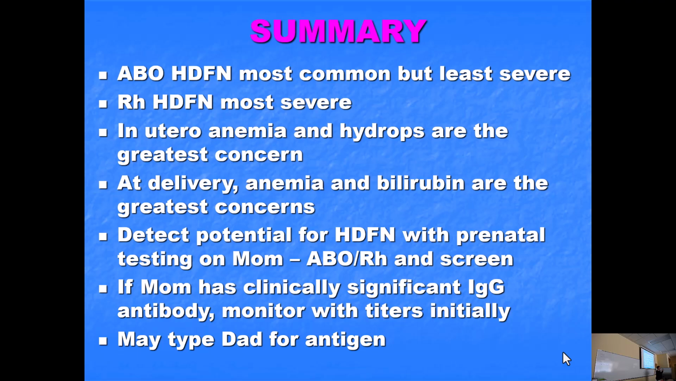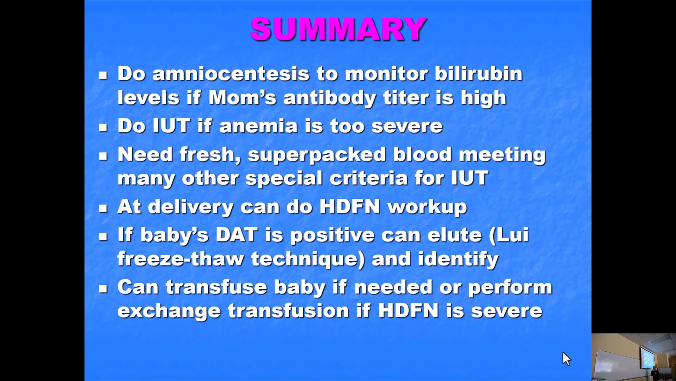Get dad, sperm, mom, egg. We're going to do an amniocentesis to monitor the bilirubin levels if mom's antibody titer gets high. We're going to do an intrauterine transfusion if the anemia is too severe and we can't deliver the baby yet. We need fresh, super packed blood with all that special criteria for intrauterine transfusions.